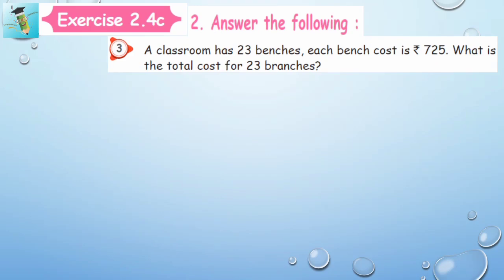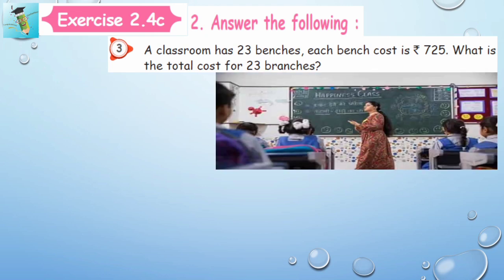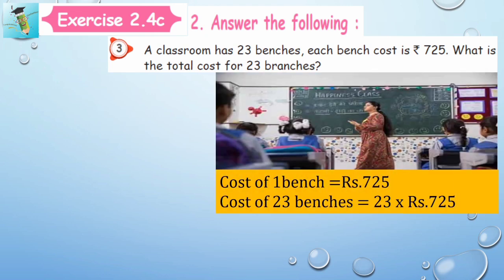Third sum. A classroom has 23 benches. Each bench cost is rupees 725. What is the total cost for 23 benches? So here it is given as "branches" by mistake, but it's wrong. Benches only. Okay? Good. So we are going to write the words first.